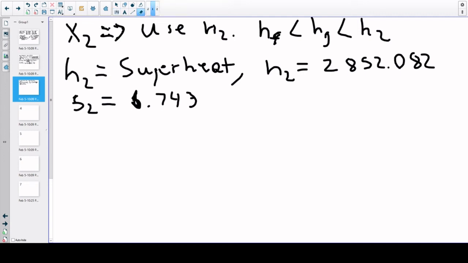And so, from there, we know that S2 is equal to S3S. And we do the same exact thing we just did, only with the second stage turbine at the lower pressure.